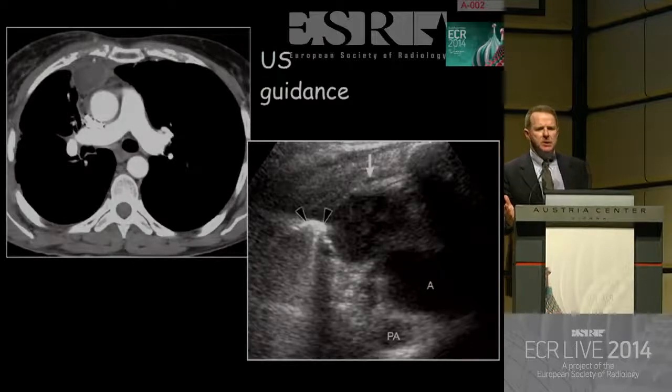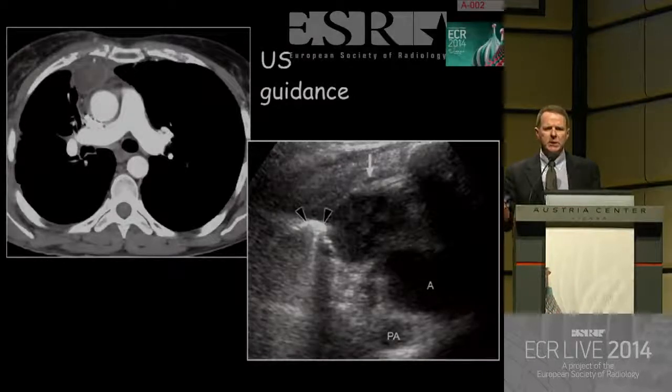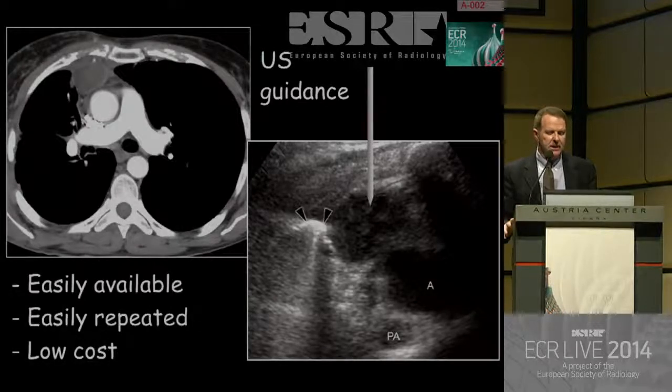Because the CT schedule is very busy. The ultrasound schedule and the ultrasound that we have in the angio room are not so busy, so it's easier for me to schedule a patient which is feasible under ultrasound and do it under ultrasound rather than take a slot for CT. Ultrasound is easily available, easily repeated. You can see the sternum, the lung, the aorta, the lesion, and of course, it's less expensive than a CT.